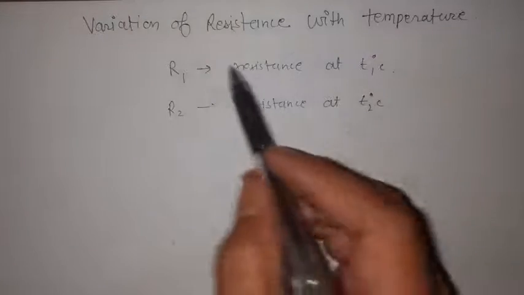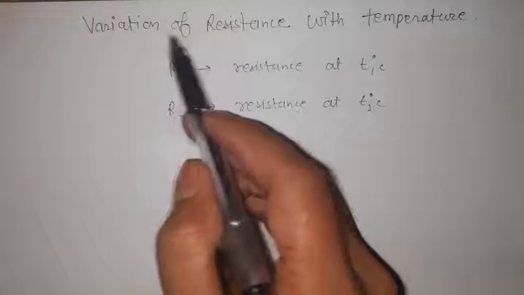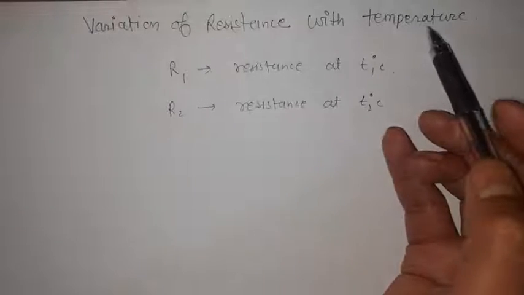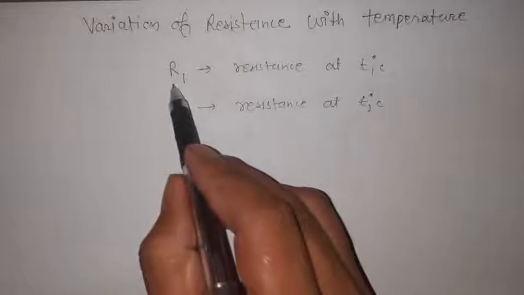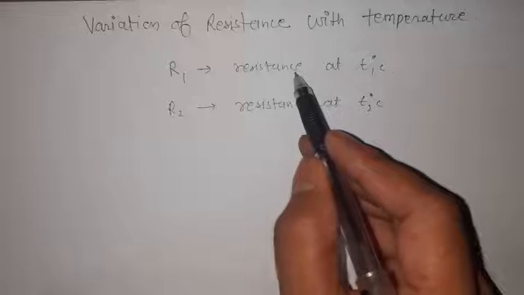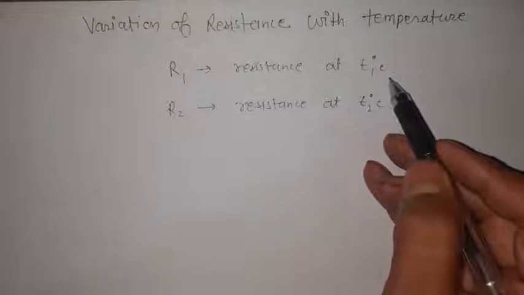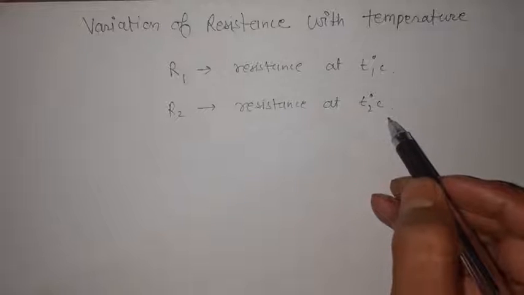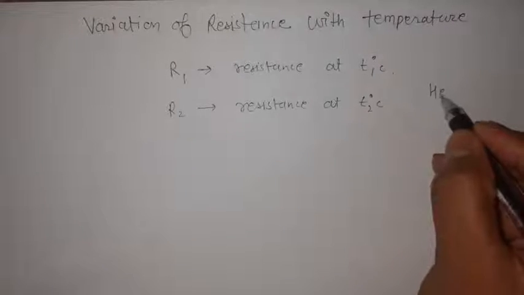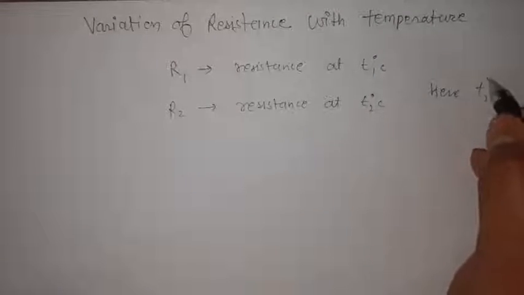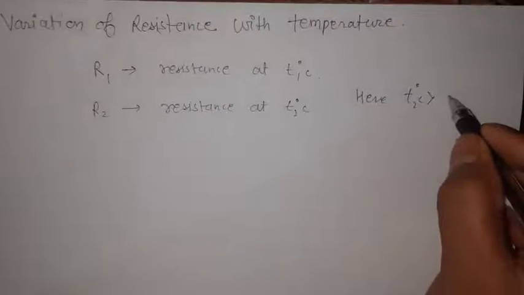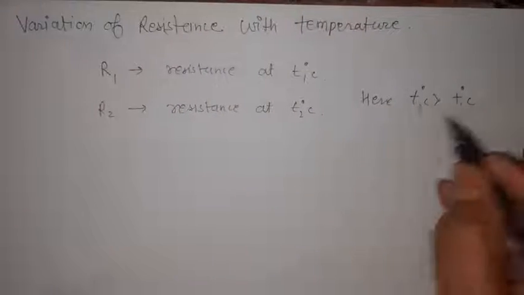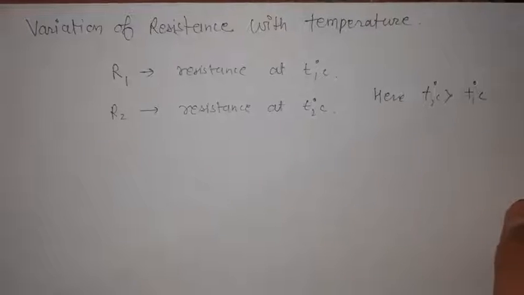Hello student, let us learn today about how resistance is going to vary with the temperature. For this purpose, let us suppose that R1 is the resistance at T1 degree Celsius, while R2 is the resistance at T2 degree Celsius. So here T2 degree Celsius is greater than T1 degree Celsius. Okay, so the temperature T2 is greater than T1.